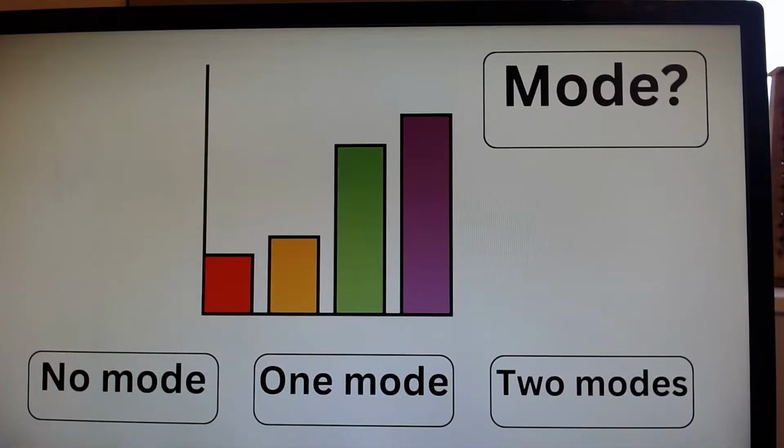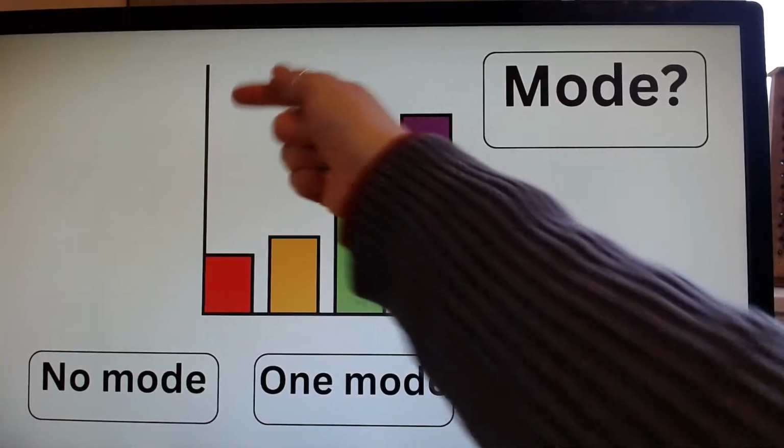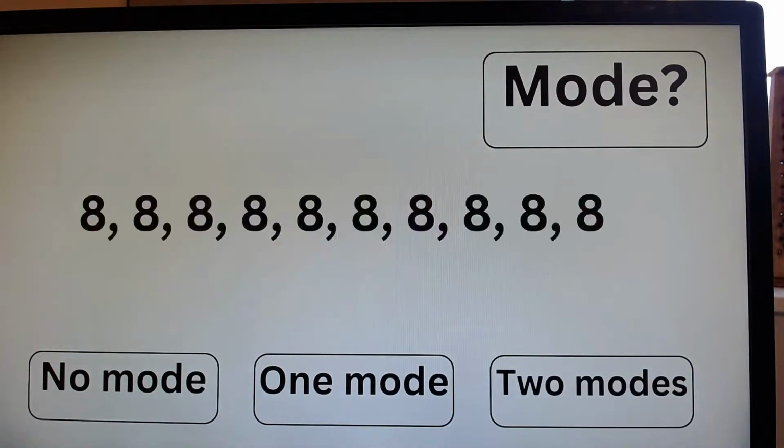Next one, what is the mode on this bar chart? What is the mode colour on this bar chart? This one, there is 1 mode. It is purple because it is the highest bar.